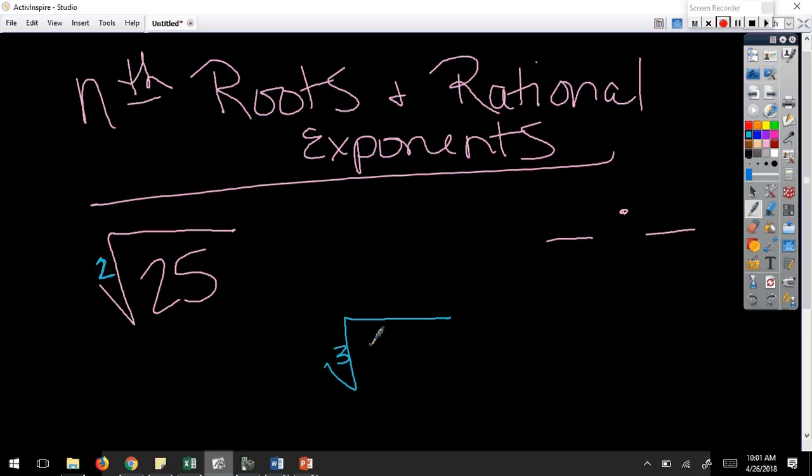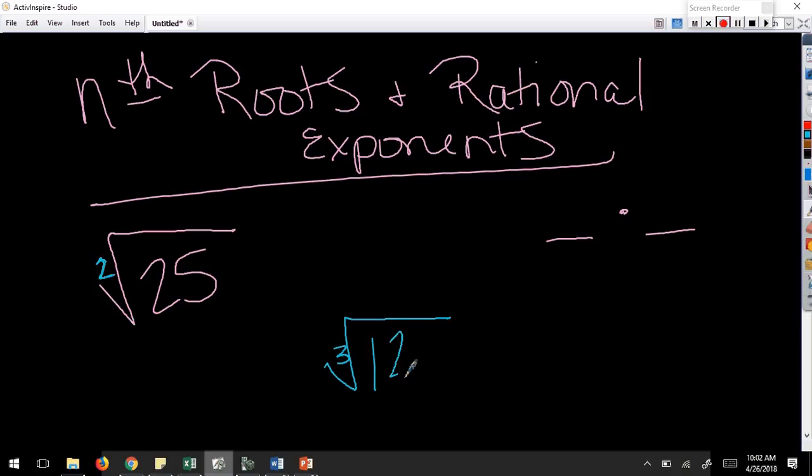So how many times do you multiply the number by itself? 3 times. This time I'm looking for the same number, but it multiplies 3 times because of this little 3. That means what times itself 1, 2, 3 times gives me 125, and it's 5. That's where I'm going.